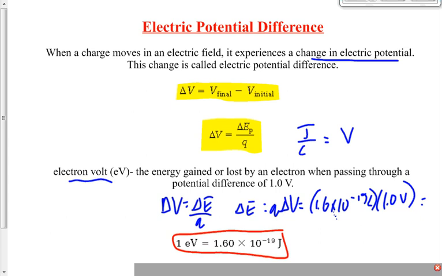You don't need to remember that number. It's on your data sheet. Left-hand side of your data sheet, look for electron volt. It should say 1 electron volt is equal to 1.6 times 10 to the minus 19 joules.